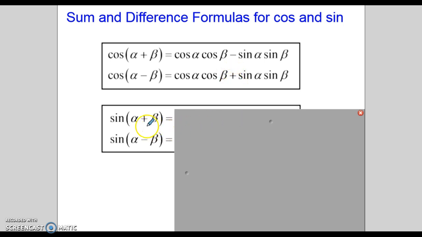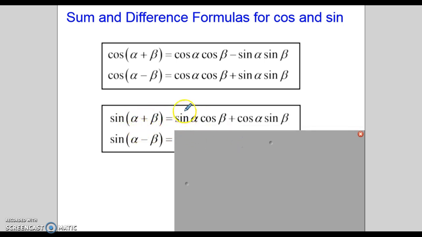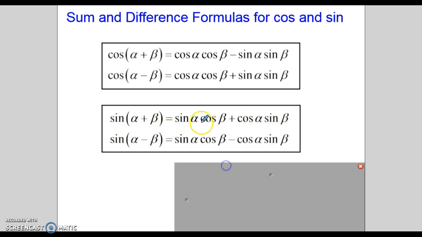Then we have similar formulas for sine alpha plus beta and for sine alpha minus beta. For sine alpha plus beta, it's sine alpha times cosine beta plus cosine alpha sine beta. And for sine alpha minus beta, the difference between alpha and beta, it's again similar to this one. The only difference is that plus sign is changed to a minus sign. Now you will see that yes, these are hard to memorize, but it is something you will have to work on.